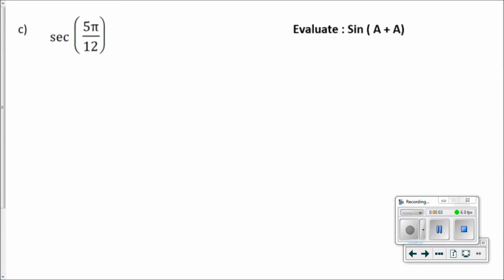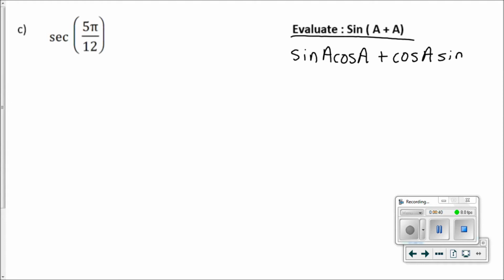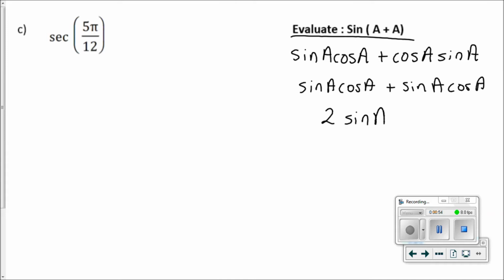Okay, for our last two examples, we're looking at secant of 5 pi over 12 and evaluating the sine of A plus A. So if we start with this one, this is a sum double angle, and we know that the rule is sine A, cosine A. In this case, B is also A, it's just repeated, plus cosine A sine A. And if I just rewrite this, you can see that I would have sine A, cosine A again. So I have 2 sine A, cosine A.